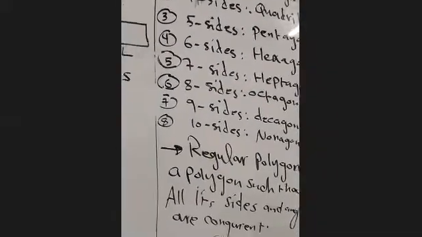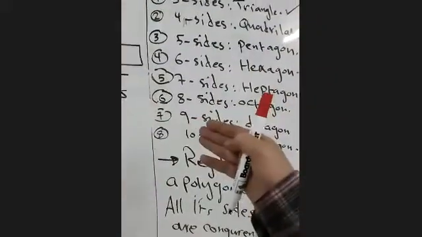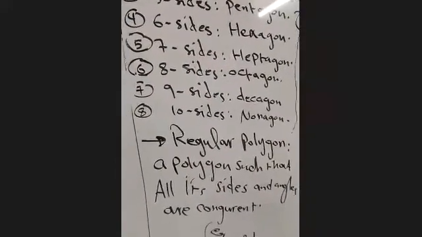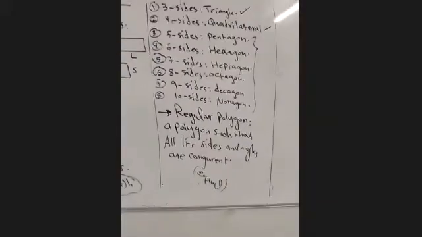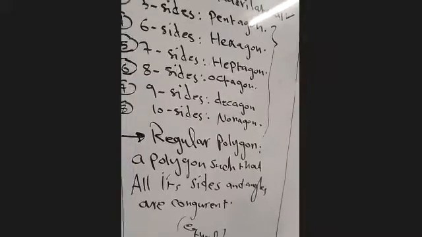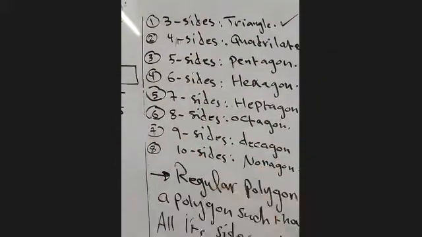What else? The polygon has 12 sides. Do we have 12 sides here? No. So what's its name? We will say polygon of 12 sides. It has no special name. If it's 13 sides, we say polygon of 13 sides. It has no special name. The special names go only until 10 sides.